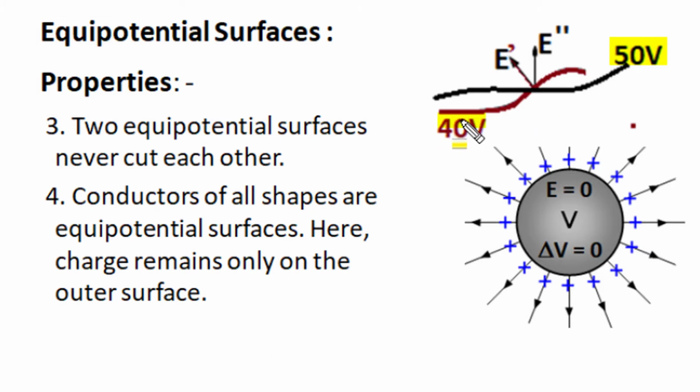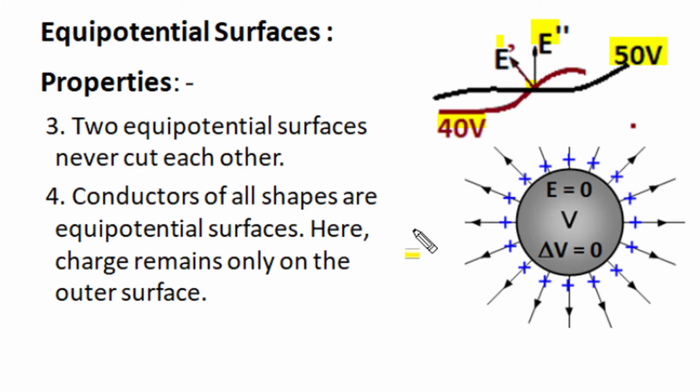is everywhere 40 volt. So these two different equipotential surfaces never cut each other, because if they cut, then at the cutting point the normals to the surfaces represent two directions of electric field, and as per the uniqueness theorem, one point at a time can't have two values of electric field intensity, so these two electric field intensities are not possible at this point. So two equipotential surfaces, though they are not parallel, will never cut each other.